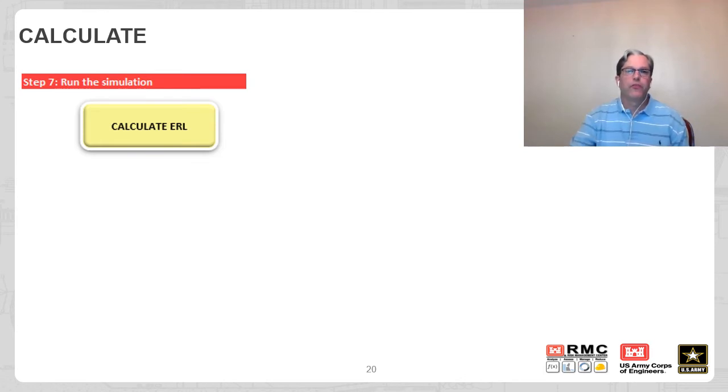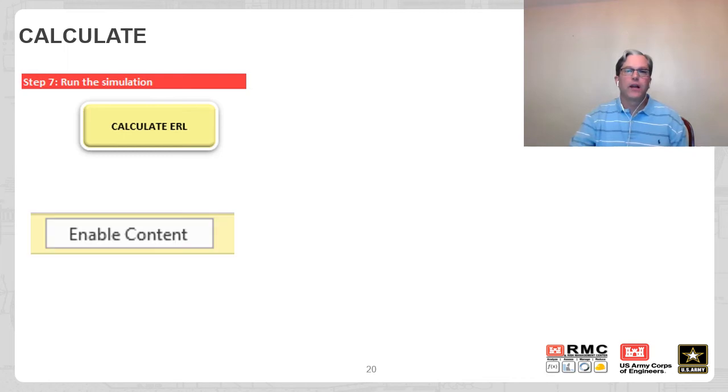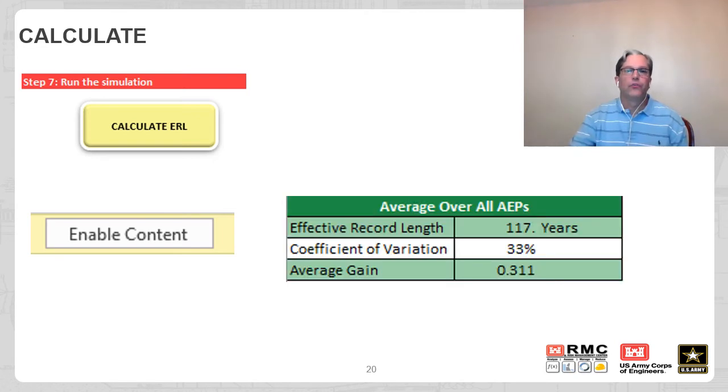Macros must be enabled for this to work, so if the macros are not enabled on your machine, they can typically be enabled by clicking on the Enable Content button. The simulation can take from a few seconds to a few minutes to run, and when it's done, in step 8, you will see the results of the analysis. The first table you will see reports the average effective record length calculated over all of the AEPs that were entered by the user back in step 3. This is the value that you will typically use as the input to your RMC RFA model.